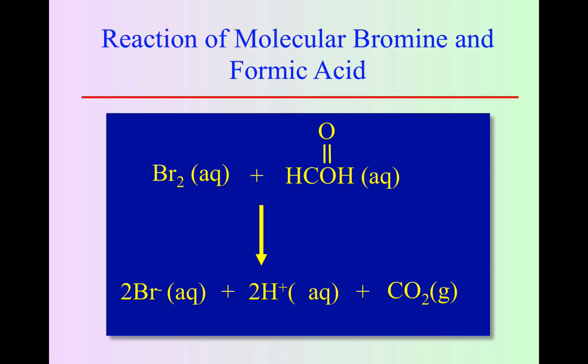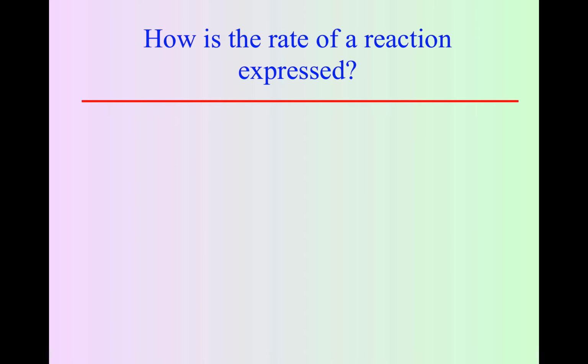So we have a reaction here, bromine reacting with formic acid to form hydrobromic acid, or bromide ion, H plus ion, and carbon dioxide. So how is the rate of reaction expressed? Well, there's two ways. We can use algebra or we can use calculus.